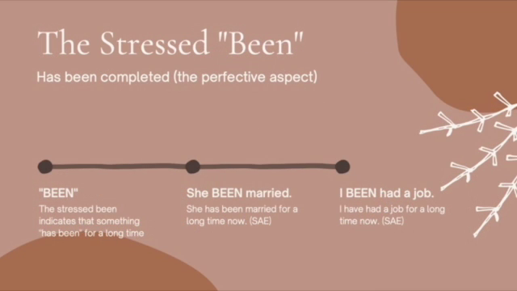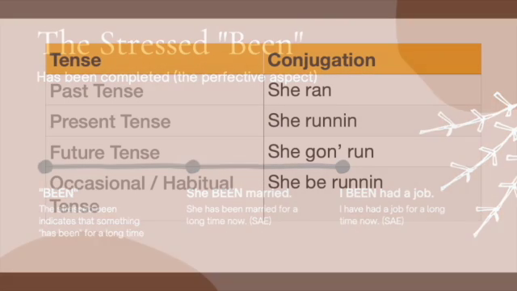In African American English, the word been can be stressed. It indicates that something has been done and completed for quite some time. For example, in AAE, the sentence, she been married, indicates she has been married for a long time. Or the sentence, I been had a job, indicates I have had a job for a long time.